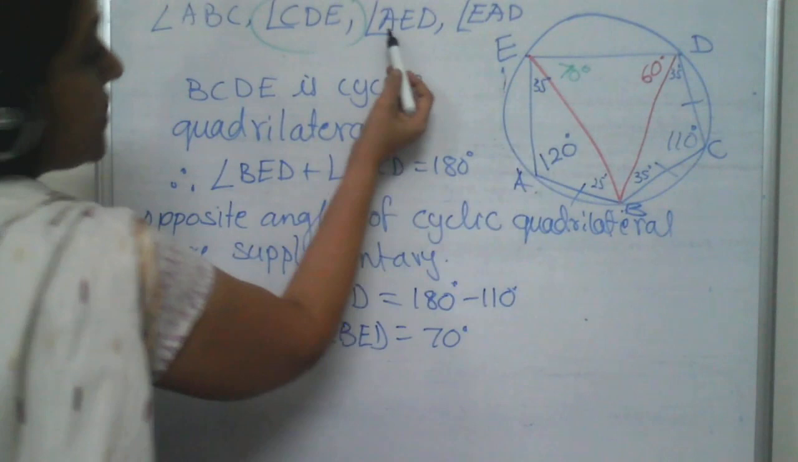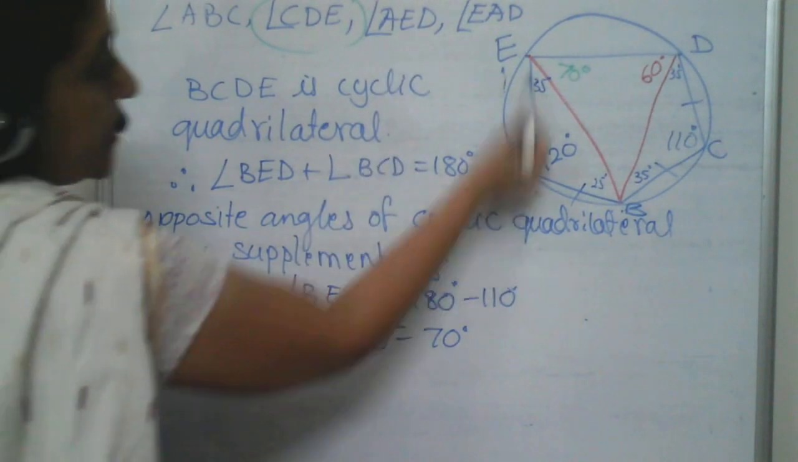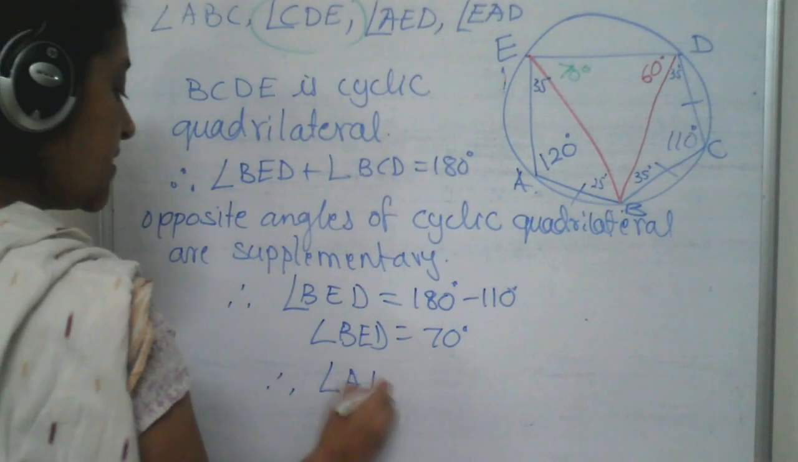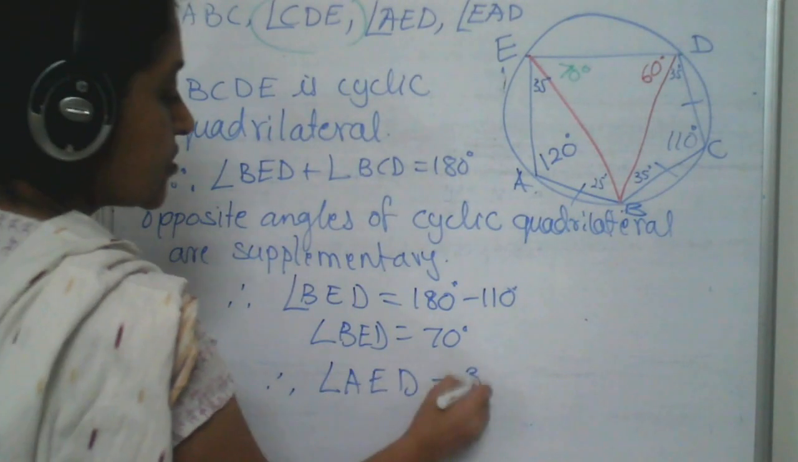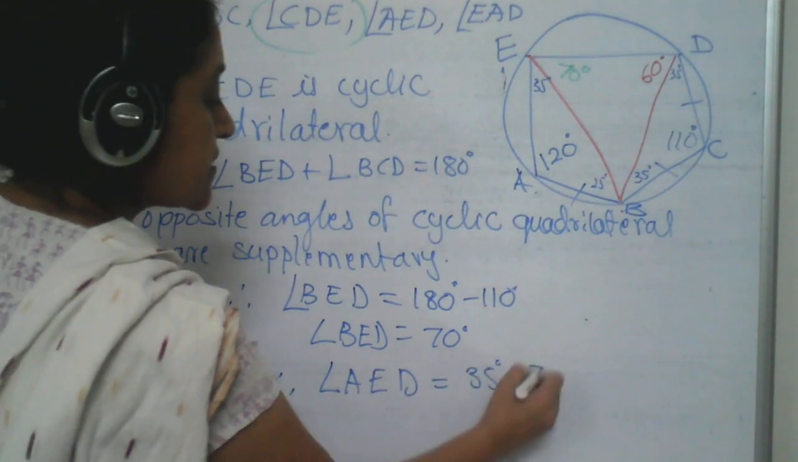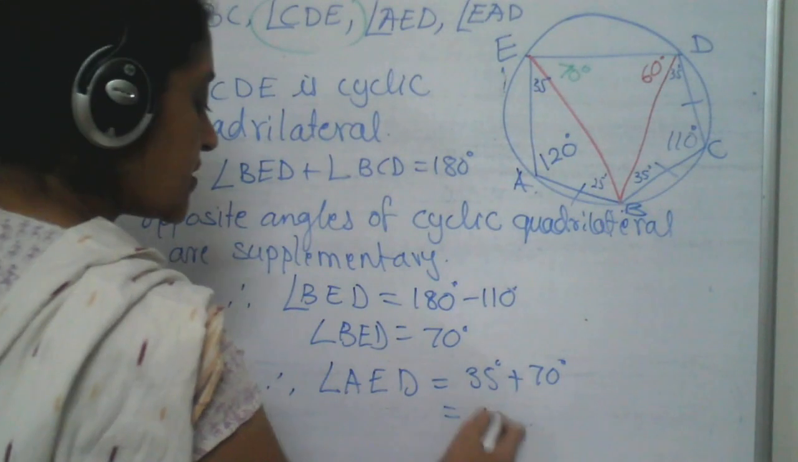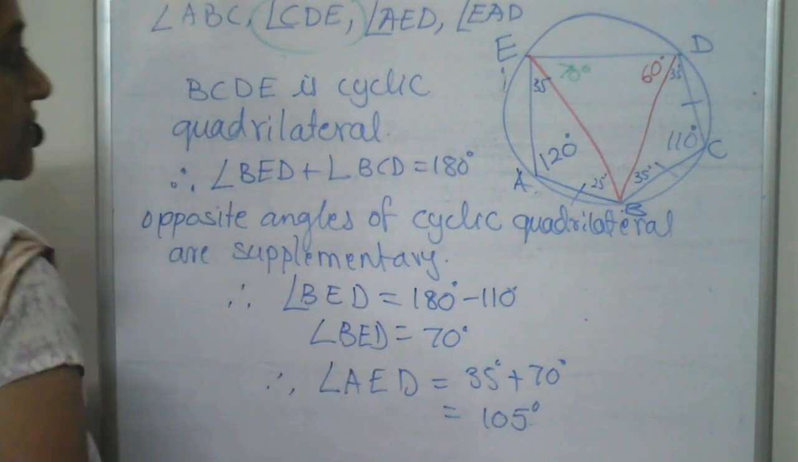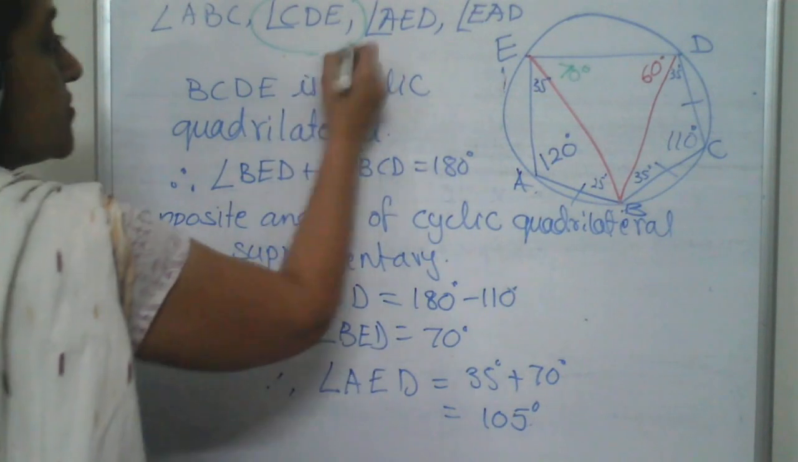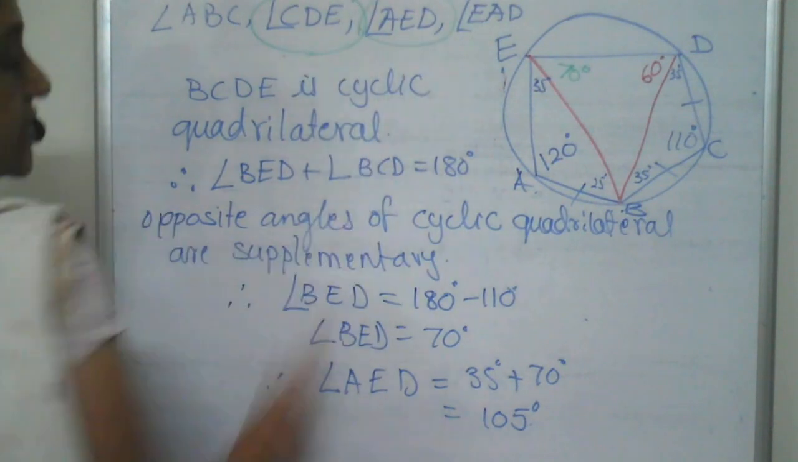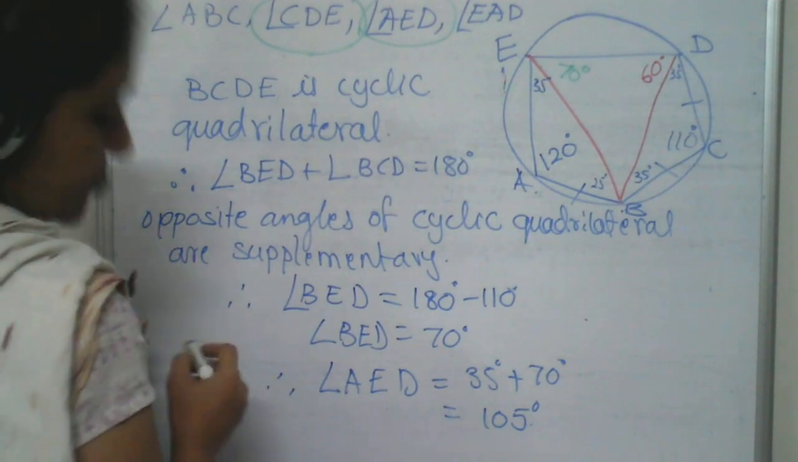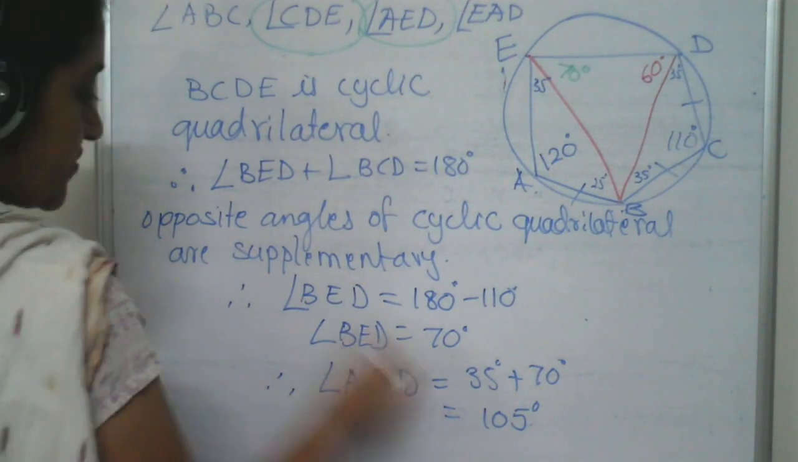Now you can write AED. Therefore angle AED will be equal to what? 35 plus 70, that will be what? 105 degrees, over. So I will circle that also. So this also got over. Now EAD is supposed to be found. We'll be doing that also after this.